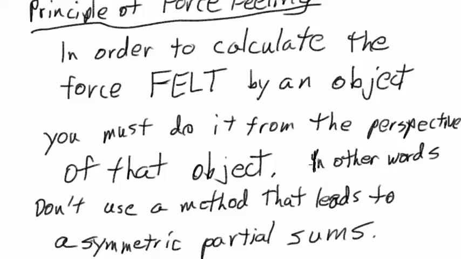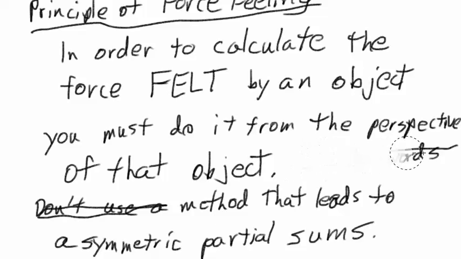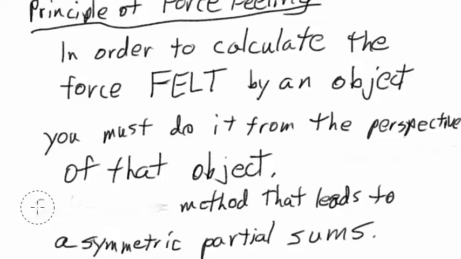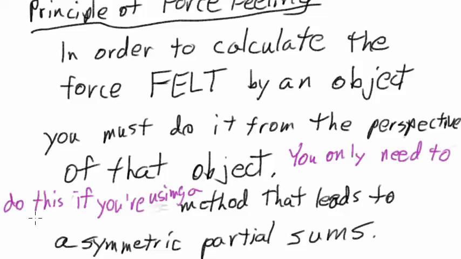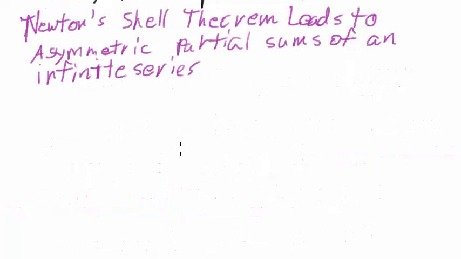Or more rationally, if you use this, you only need to do this. Let me erase that. You only need to do this if you're using a method that leads to asymmetric partial sums. So now I want to show how Newton's shell theorem leads to asymmetric partial sums of an infinite series.